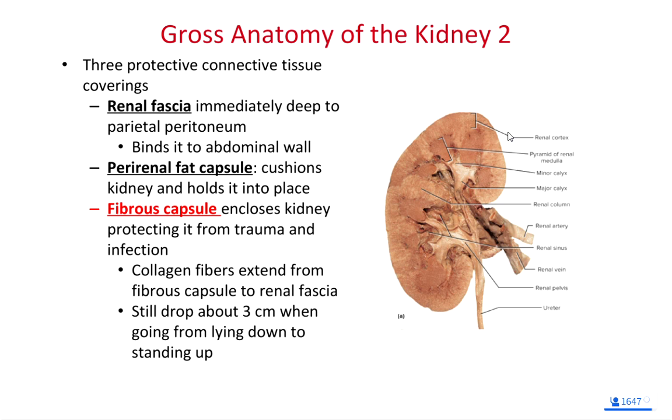As we continue looking at a kidney, and I really love this coronal or frontal slice through a kidney because it does such a good job showing the structures. We have renal fascia. You can think of the renal fascia as the part that holds the kidney in place.